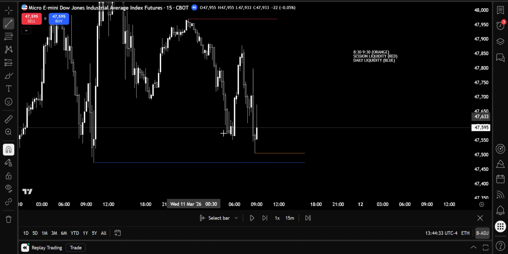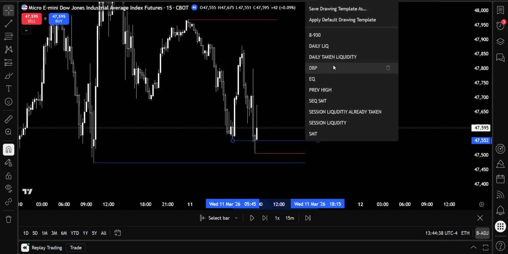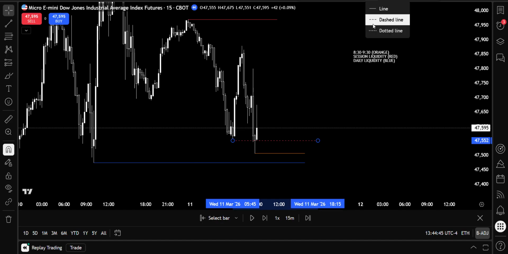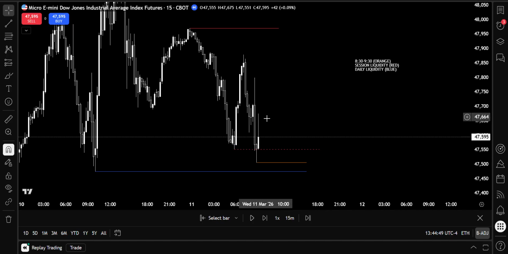And if a session liquidity has already been taken out, you can put session liquidity already taken as a template, and have that template be the dash line, so you know what's already been taken out. You can use these as take profit areas. If the London session liquidity has already been taken out, and you're up here and want to be bearish, you don't have to come for the 8:30, 9:30 low. You don't have to come for the daily low. You can simply come back to where the London low was, and that got taken out. It just depends on where you want to be.